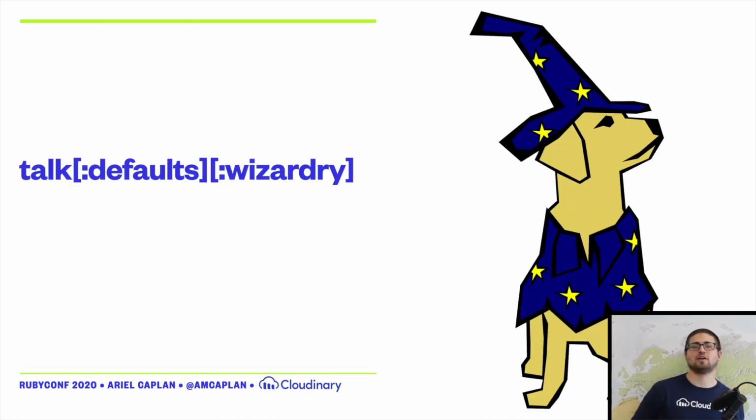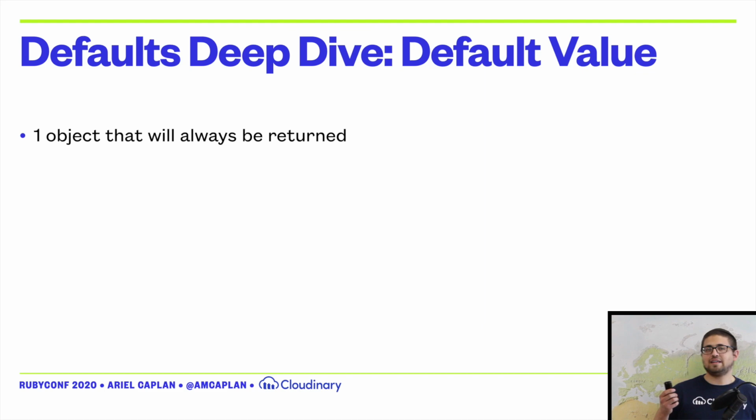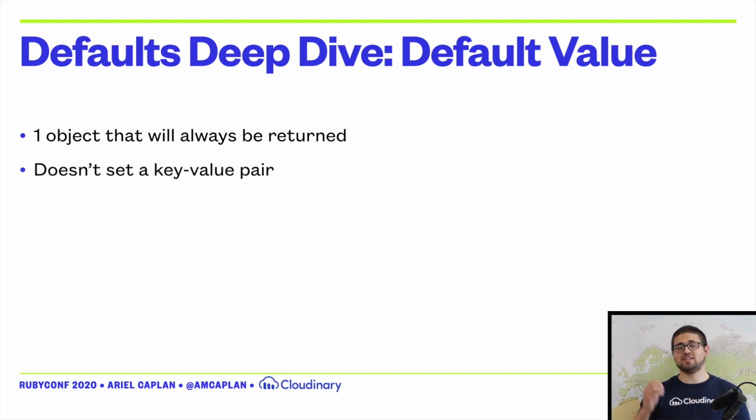Okay, now let's move on to talking a little bit about default values. We talked a little bit about object keys, and now we're going to talk about default values, and we're going to see some things that look almost like magic. So default values. A default value for a hash is one object that will always be returned if the key was not found. Note that it does not set a key value pair. So if I have a default value, I ask the hash with square brackets for one of its keys. It doesn't find the key, so it returns the default value. I don't now have that key value pair inside of my hash. It's not impacting the original hash.